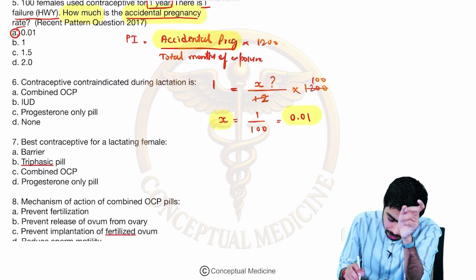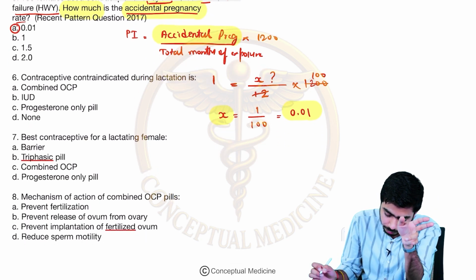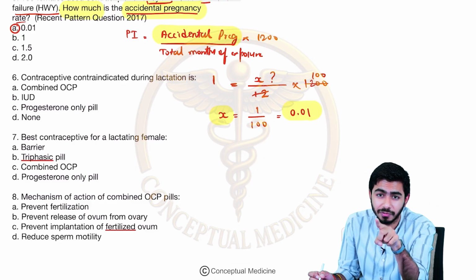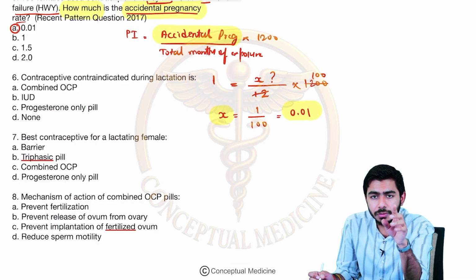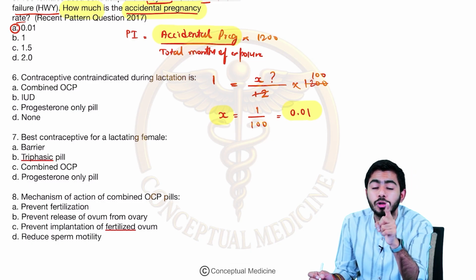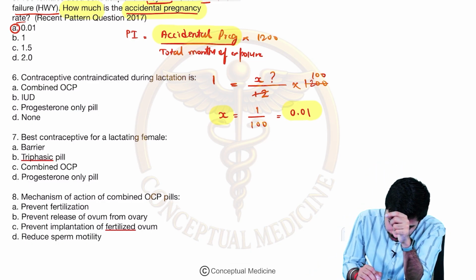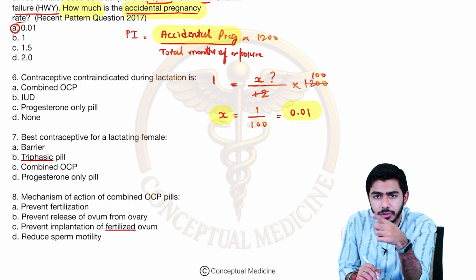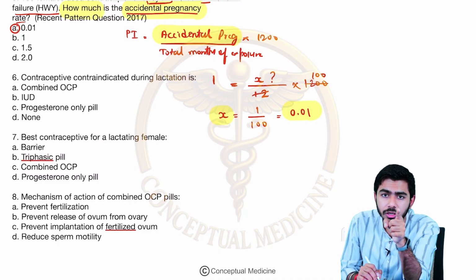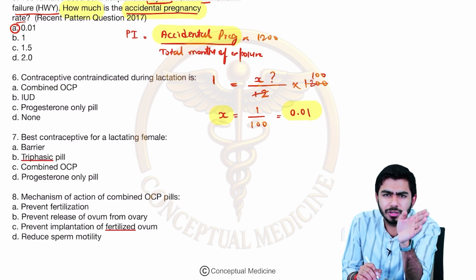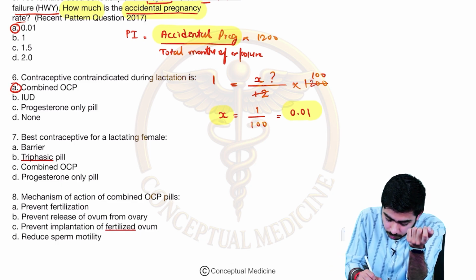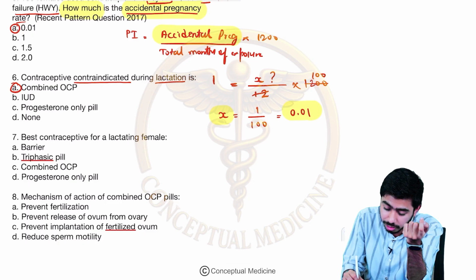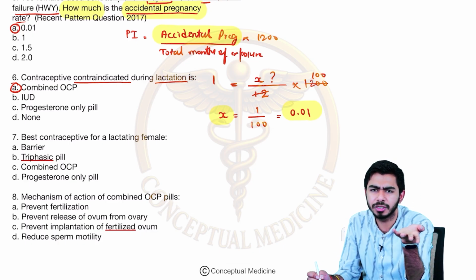Contraceptive contraindicated during the lactation, guys. This is very important: which contraception you should be using in the lactating female and which you should not use. I told you in the class itself that the contraception of choice in lactation amenorrhea was progesterone only pills, mini pills, right? Which pill should not be given in lactation amenorrhea or during the first 6 months of breastfeeding? That was OCP. OCP should not be given. That was a relative contraindication. I told you already, right? So combined OCP should be the answer over here. They asked what is the contraceptive contraindicated during the lactation, the breastfeeding period.